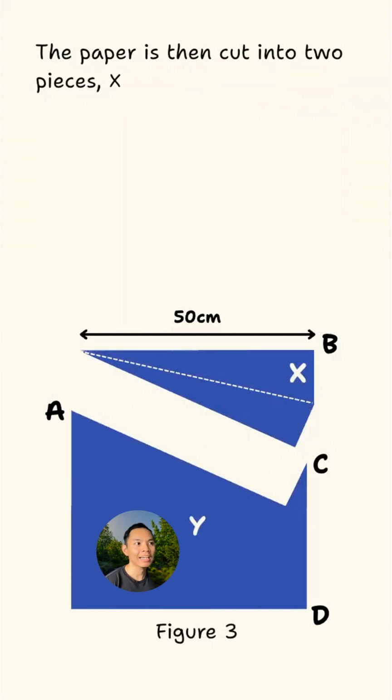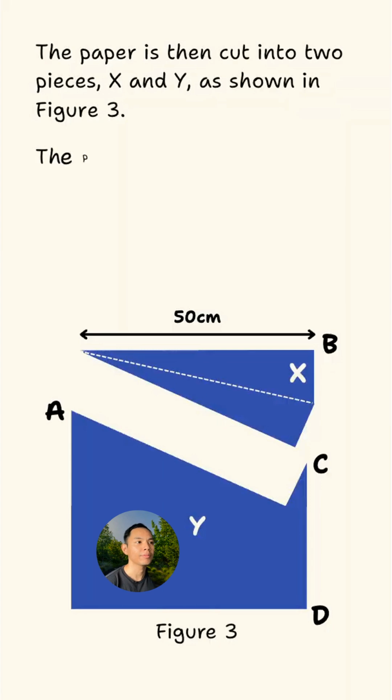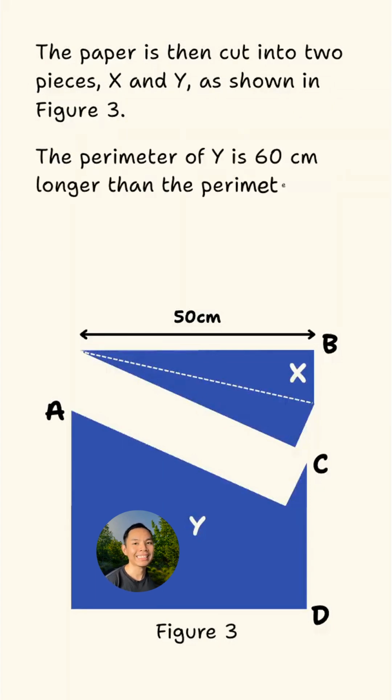The paper is then cut into two pieces, X and Y, as shown in figure 3. The perimeter of Y is 60 centimeters longer than the perimeter of X. Find the area of Y.